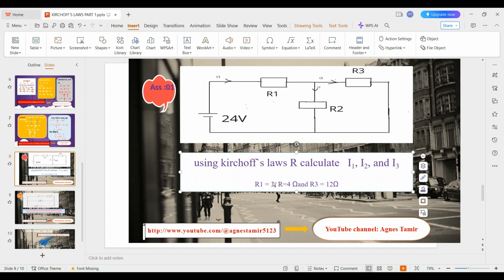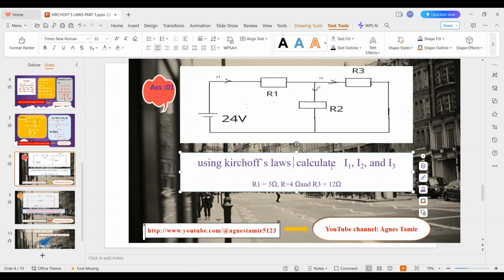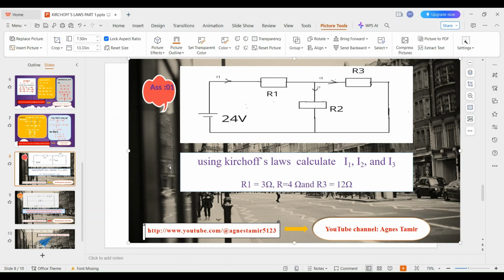So work on this assignment here and submit in the next class. We have two assignments, and that is assignment number 1. It says that using Kirchhoff's laws, calculate I1, I2, and I3. And these are the values for R1, R2, and R3. R1 we have seen is 3 ohms, R2 is 4 ohms, R3 is 12 ohms. So it is now workable. You can work using these values.